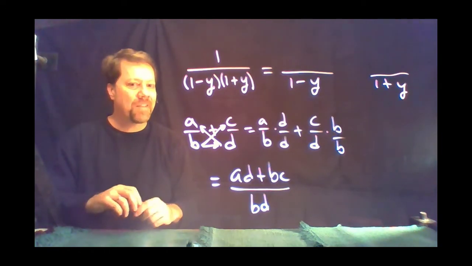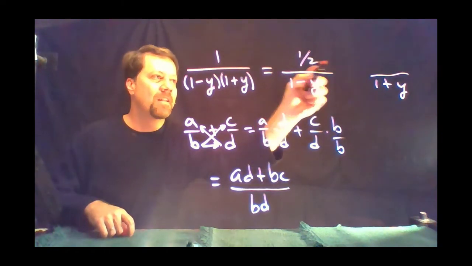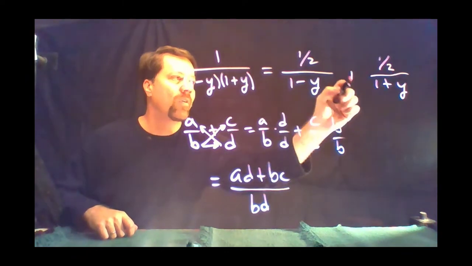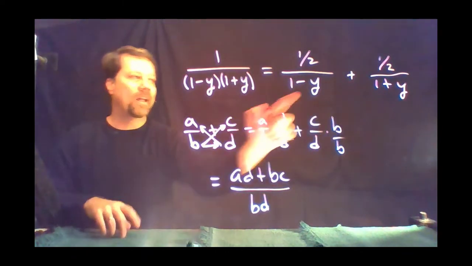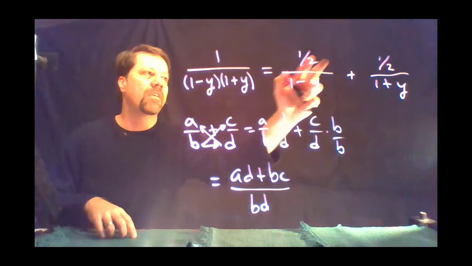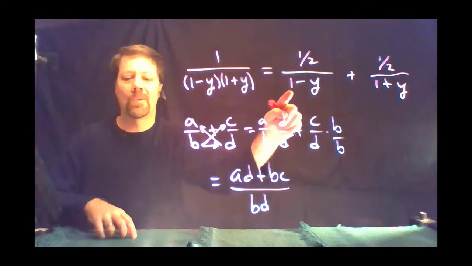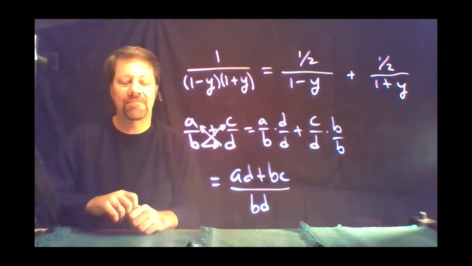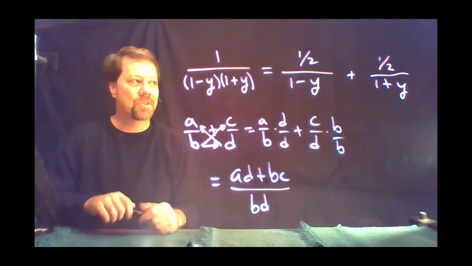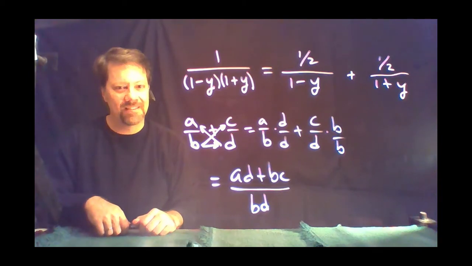But if you think a little bit, you can see that the numerators have to be both 1/2. That way, when I multiply this over to here, I'll get 1/2 times 1. When I multiply this over to here, I'll get 1/2 times 1. 1/2 plus 1/2 is 1. And that is the solution to the partial fraction decomposition.